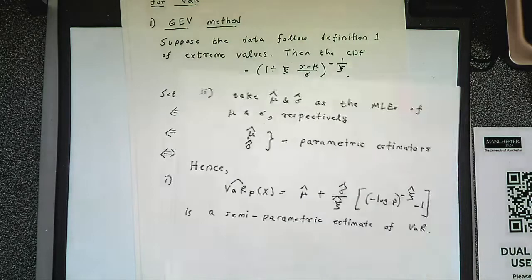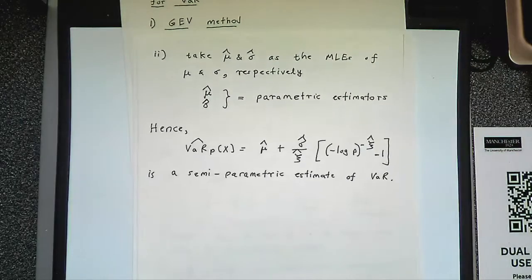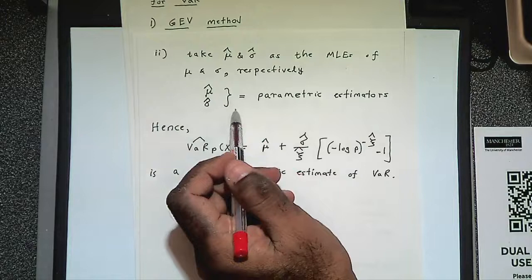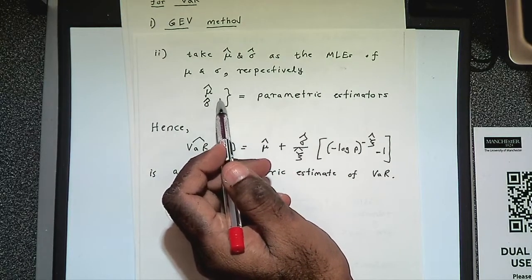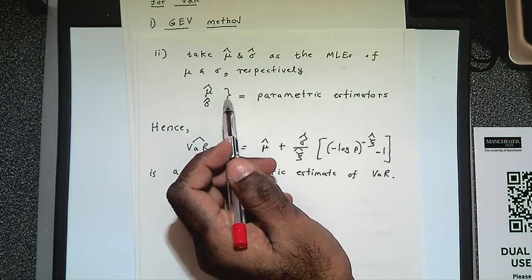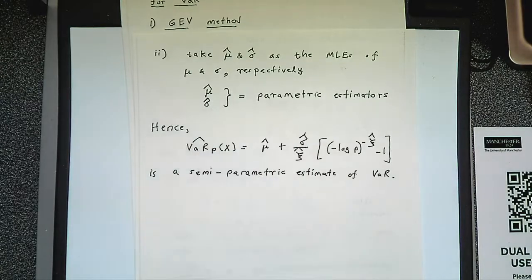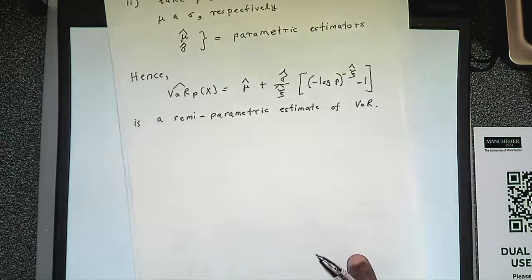For the 2 remaining parameters, mu and sigma, I'm going to take them as the MLEs. These 2 are parametric estimators because MLE, as you know, assumes that the data come from a specific distribution. So you have 3 parameters: two are estimated parametrically, and one is estimated non-parametrically. Hence, this is a semi-parametric estimator for VaR. That's known as the GEV method. Now, the second of the 2 methods, let's put it here.